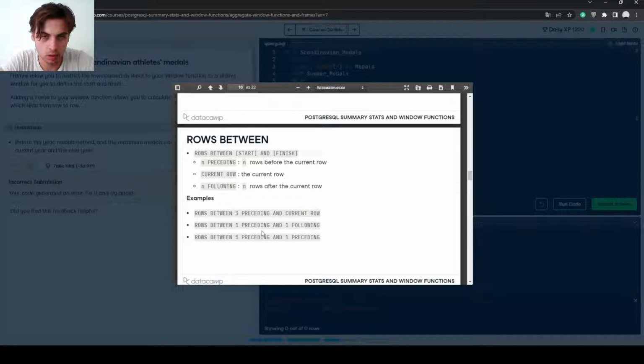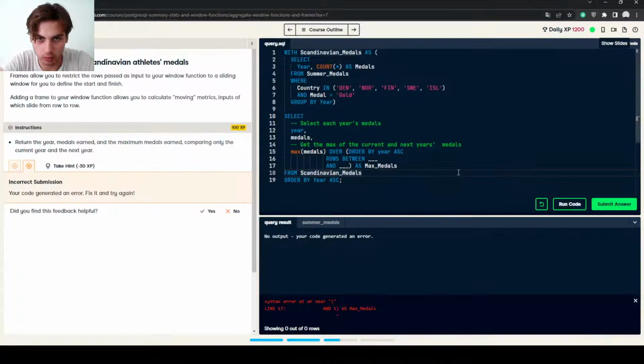Between, row before the current row, preceding, between preceding, current row, between current row and one following. Between current row and one following.